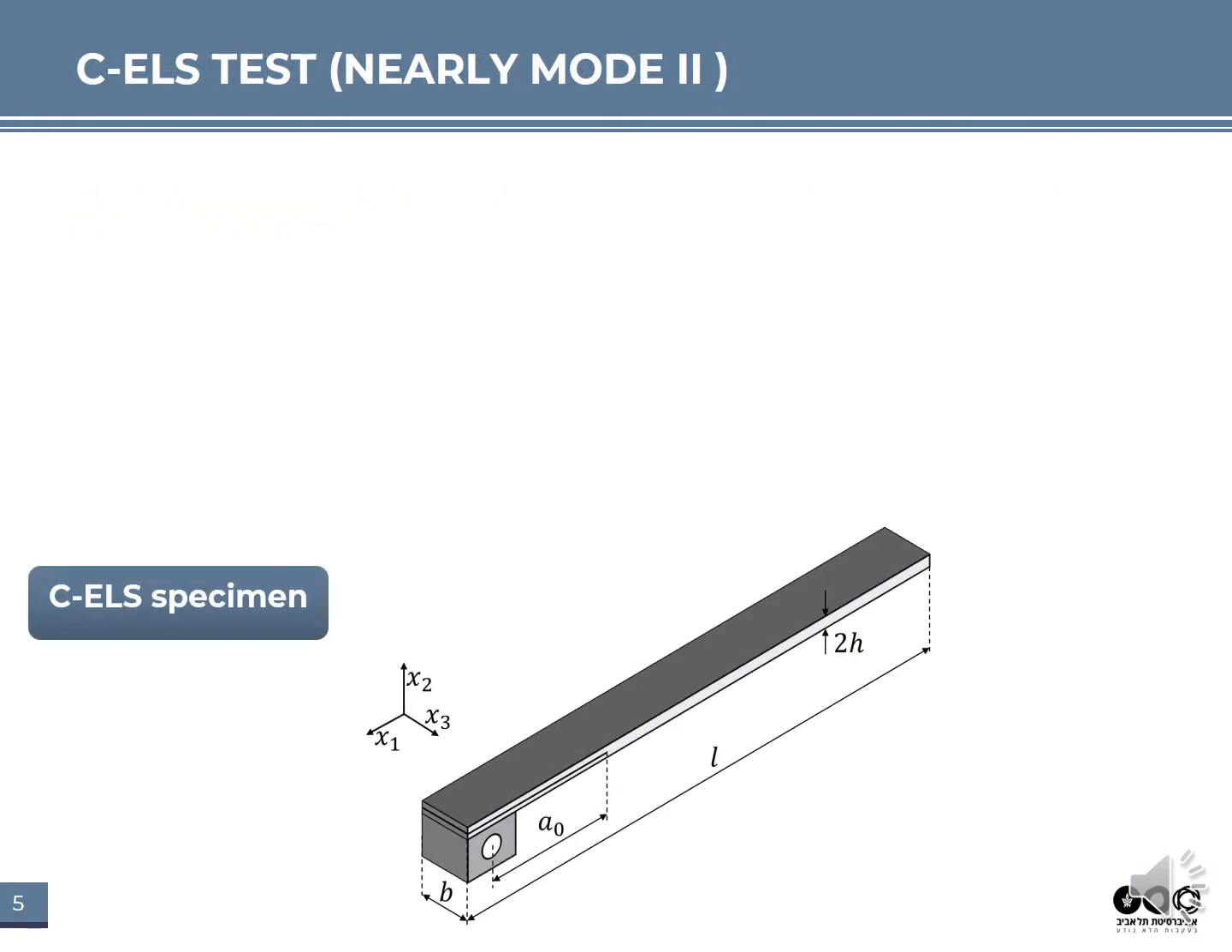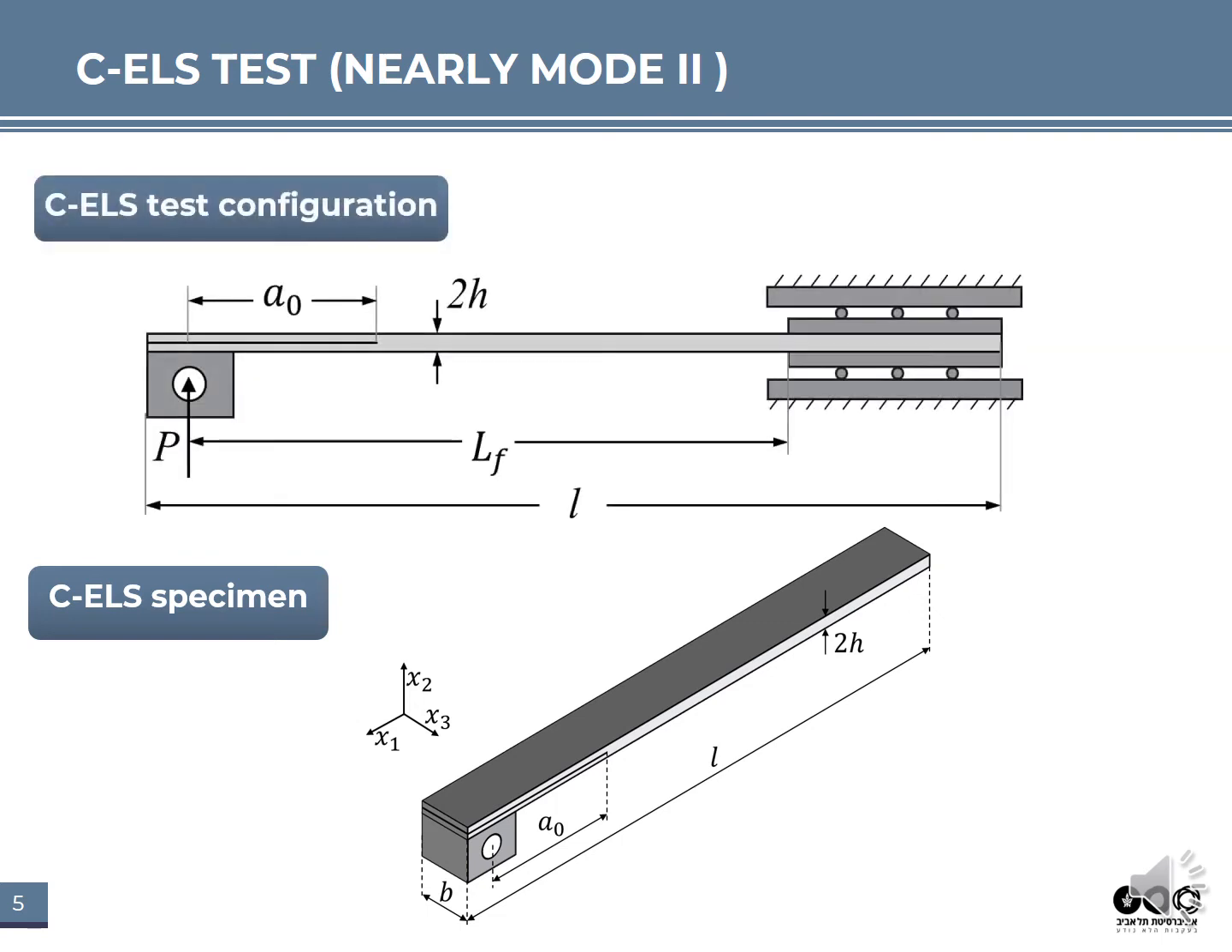The calibrated end loaded split specimen shown here is the same as the double cantilever beam specimen and composed of two arms which are separated with an initial delamination of length a0 from the load line to the delamination front. As you can see, a load block is attached at the bottom of the specimen to be used in the test. Here you can see a schematic illustration of the ELS test apparatus used in the fracture tests.